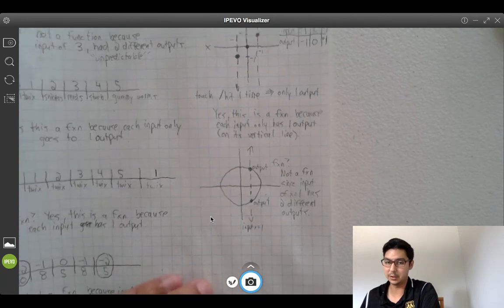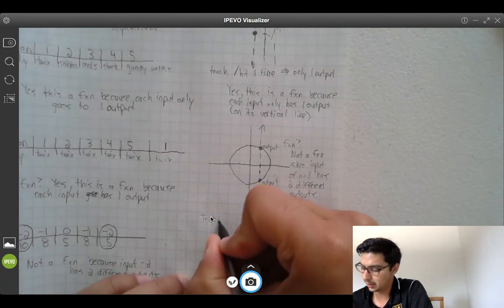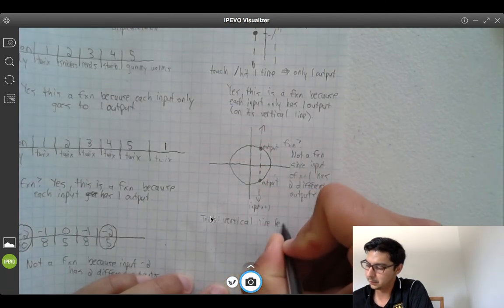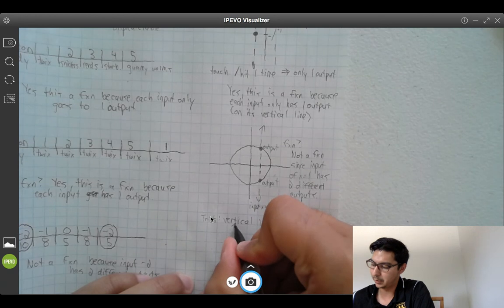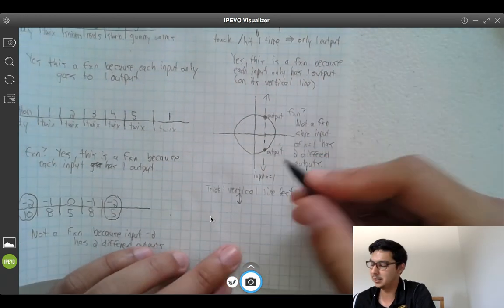And I don't know if you've caught on yet, but the trick here is something called the vertical line test, which is what they use. Vertical means up and down, and a line because it's a straight line. And you test to see, does it hit only once?